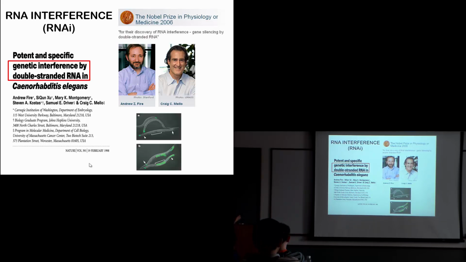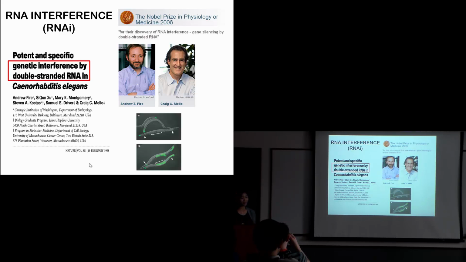It's a way of potently and specifically interfering with the genetic expression of RNA by treating the cells with double-stranded RNA. So what you do is you prepare double-stranded RNA that matches the sequence of your target mRNA, put it into your cell, and somehow magic happens, then your gene will be silenced, right? They're not the first ones to have observed it, but they discovered the pathway of RNA interference.